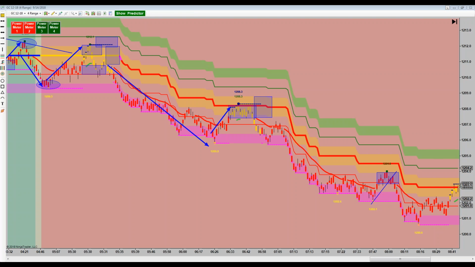So here's the Russell chart. What do you want to see? What's next on the docket? Got YM, got crude, got the Russell.